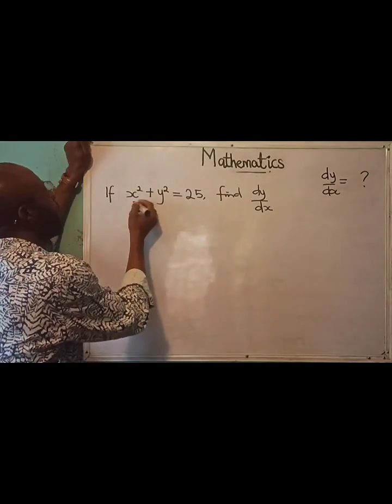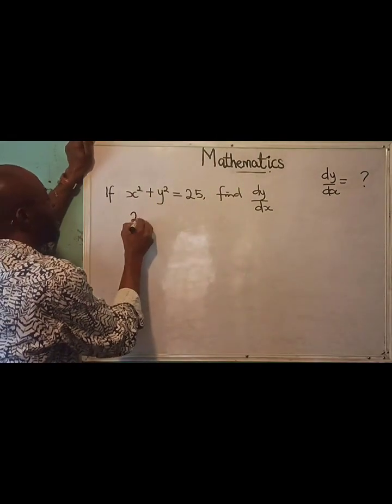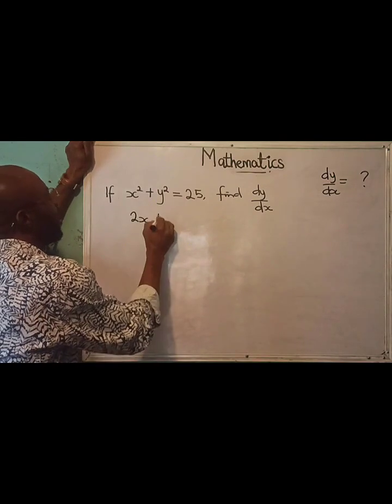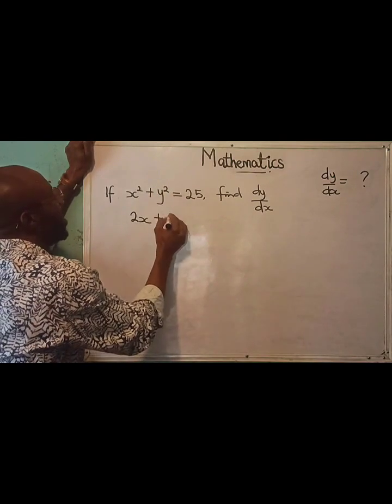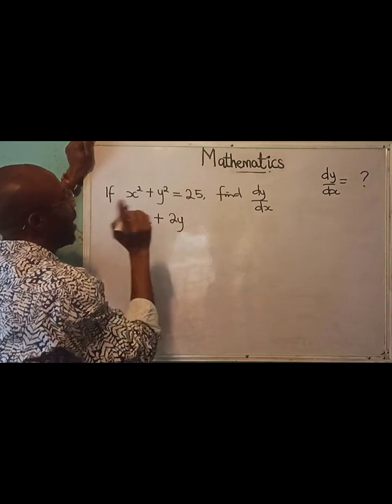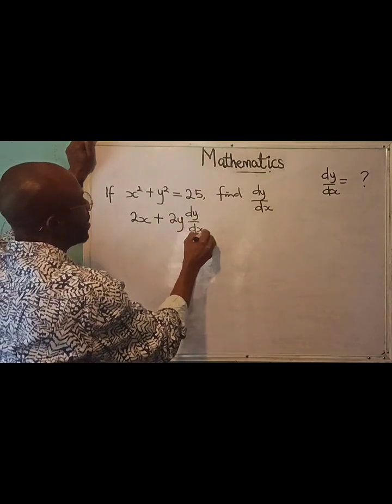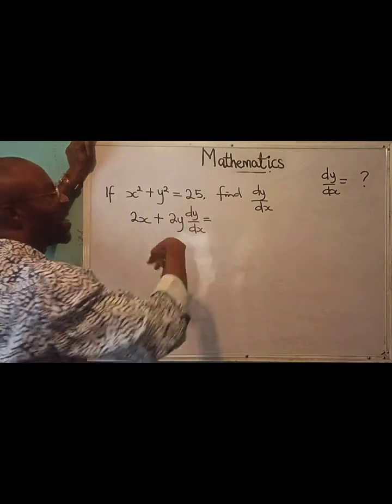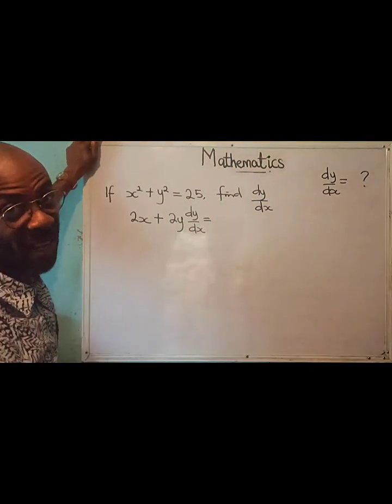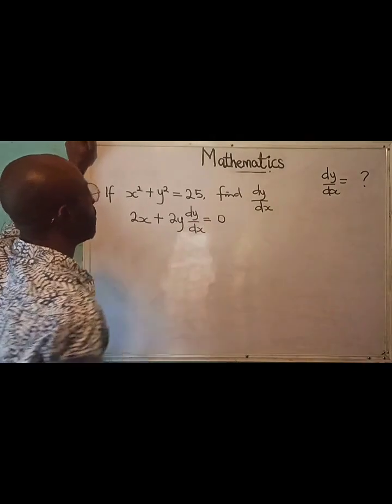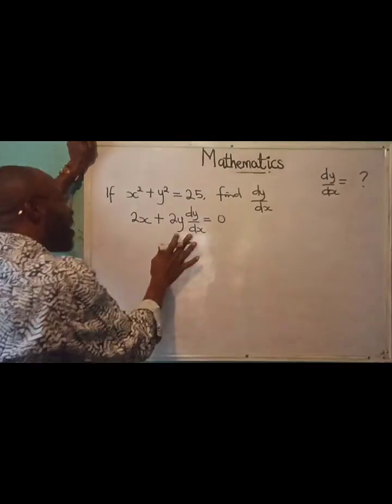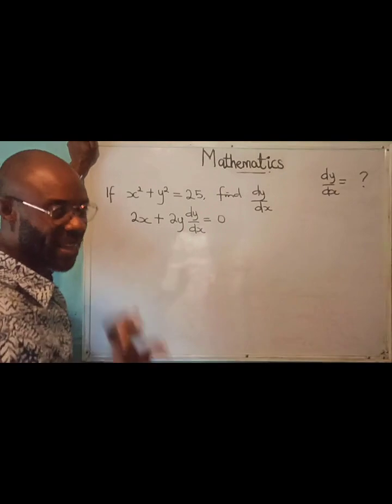So this one, of course, we know that x squared is 2x when we find the derivative of this. Then plus y squared is going to be 2y. Remember I said you must attach dy over dx to it, equal to the 25. If you are differentiating a number without having x or y, that is 0. Okay, so we have arrived somewhere. We want to find dy dx.